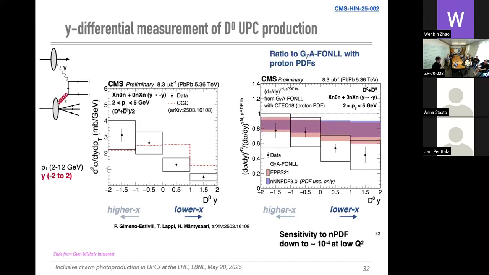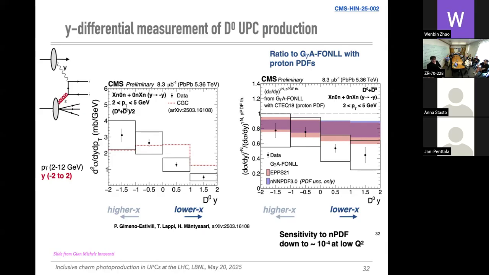Okay, so here I have 2 slides that Gian Michele prepared with what they have now, the more preliminary data, because they now have, in this bin 2 to 5, a split in rapidity. So they see the rapidity slope. Now there is also the CGC calculation. This is this line.